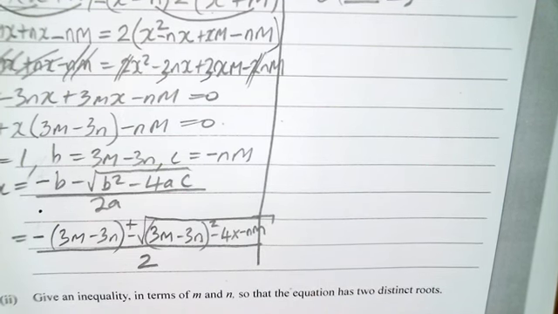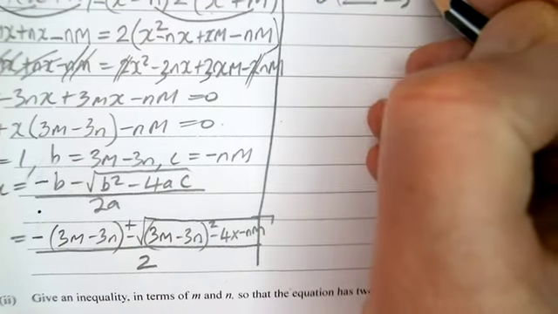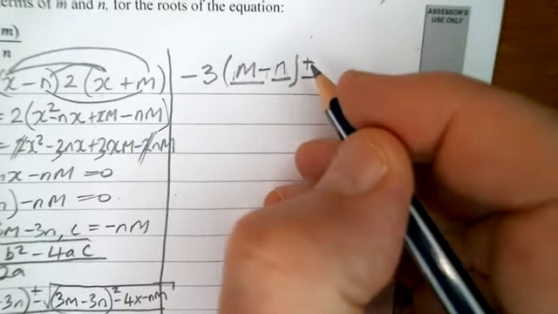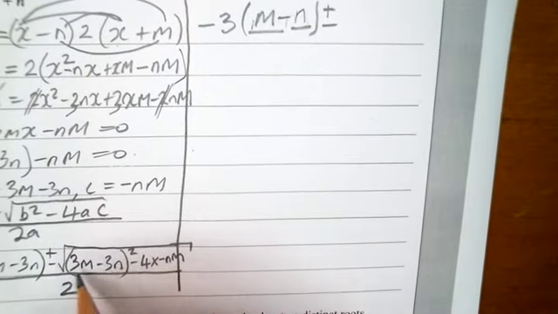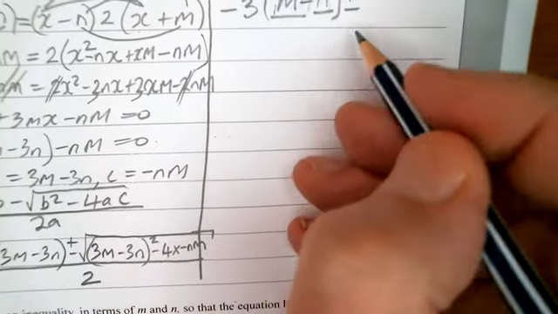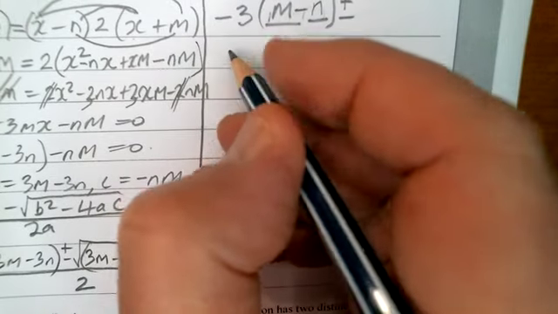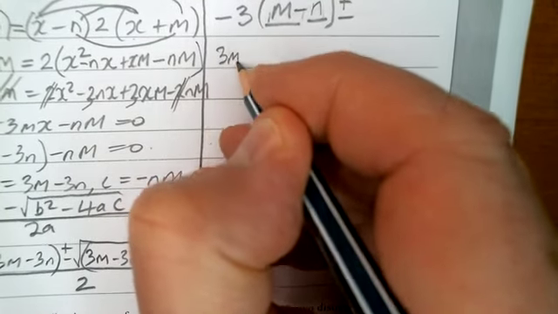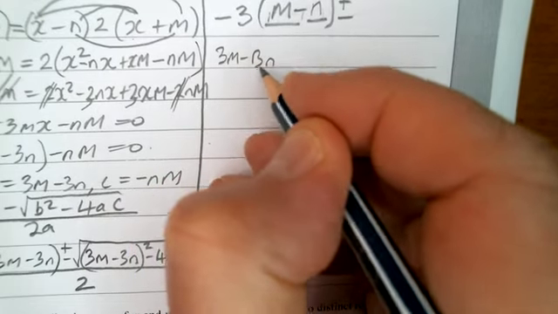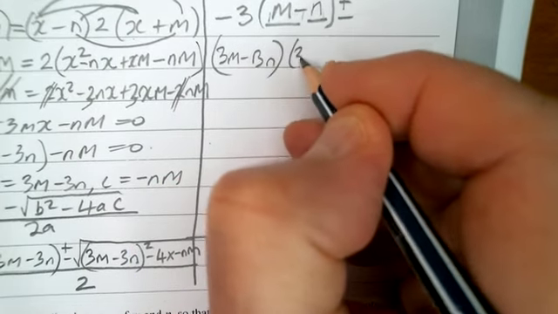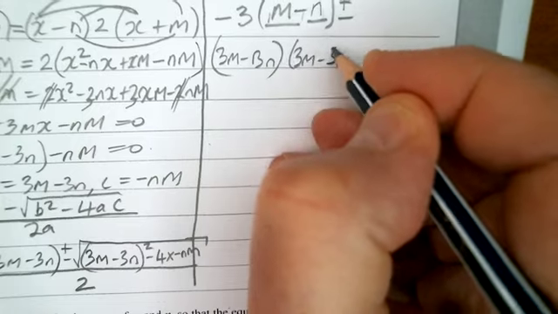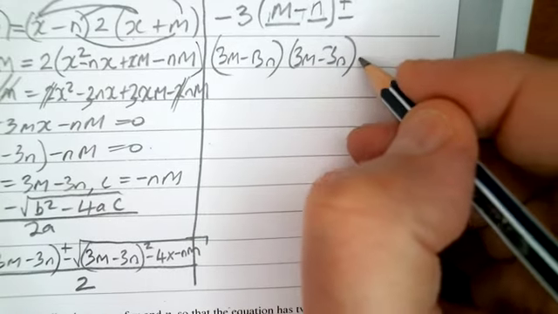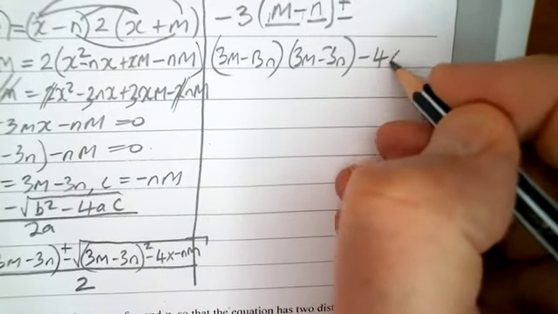m minus n looks correct. Yeah, I think we're good to go. So it's going to be plus or minus. Sorry, you can't see that. Now, I'm actually going to have to expand all this out. I can't do it here, so I'm going to write it on the next line. So this is going to be 3m minus 3n, 3m minus 3n, minus 4 times negative nm.